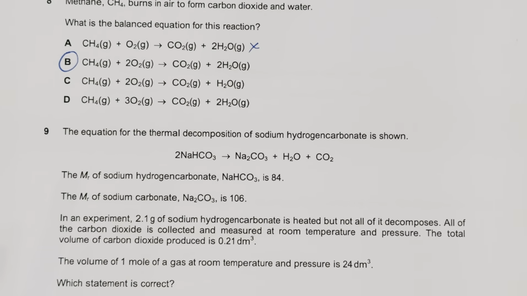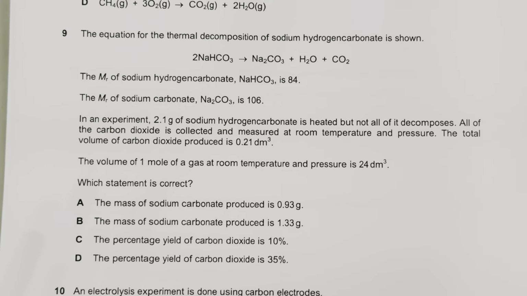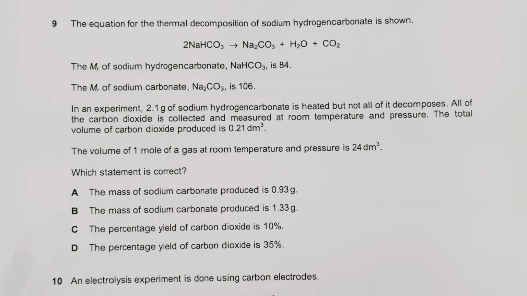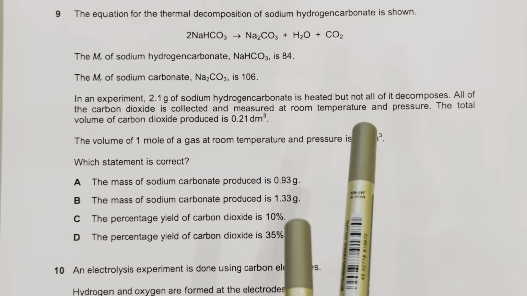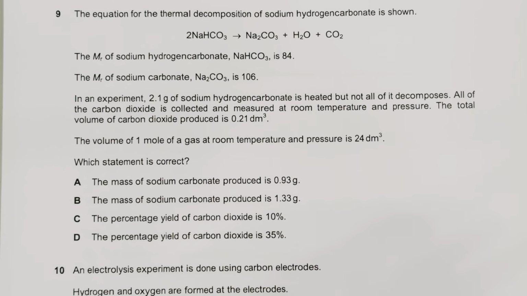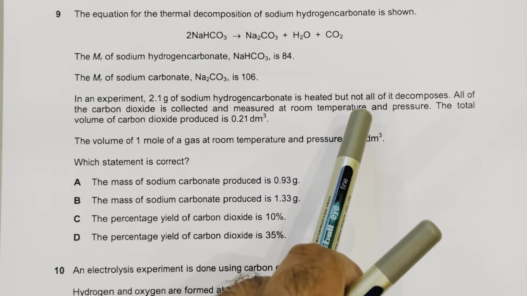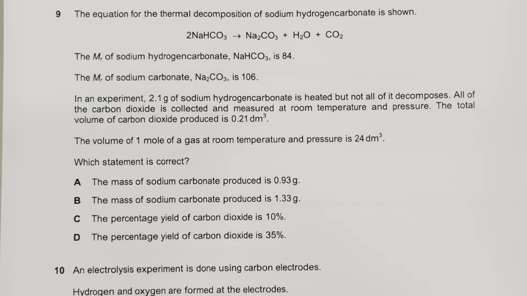Question number 9 belongs to the topic of moles. The equation for the thermal decomposition of sodium hydrogen carbonate is shown. The sodium hydrogen carbonate decomposes into sodium carbonate plus water plus carbon dioxide. The Mr of sodium hydrogen carbonate, NaHCO3, is 84. The Mr of sodium carbonate, Na2CO3, is 106. In an experiment, 2.1 gram of sodium hydrogen carbonate is heated, but not all of it decomposed. It means not all of the sodium hydrogen carbonate is consumed.